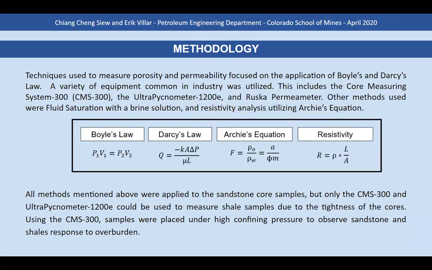The foundation for our experiments was derived from an application of Boyle's and Darcy's law. For example, a modified version of Boyle's law that uses multiple known volumes was utilized by the CMS 300 and the ultrapycnometer to find the pore volume of a core sample. Any measurements defining permeability would use Darcy's law since flow is being observed. So this law was the foundation of using the Ruska permeometer and CMS 300 again. Finally, Archie's equation was used for resistivity analysis, with a variation of that equation shown.